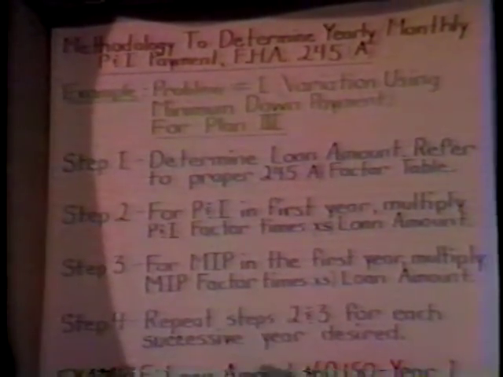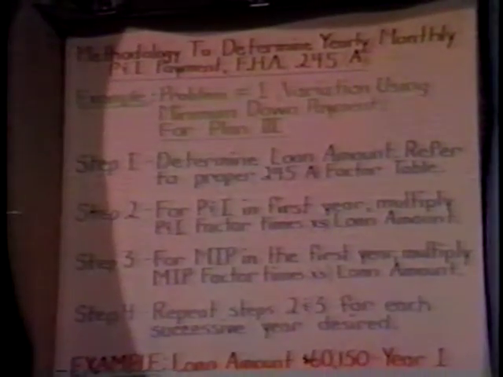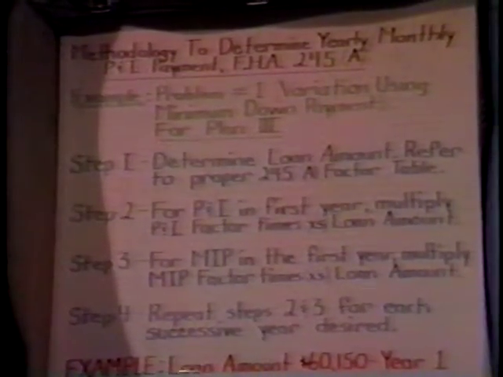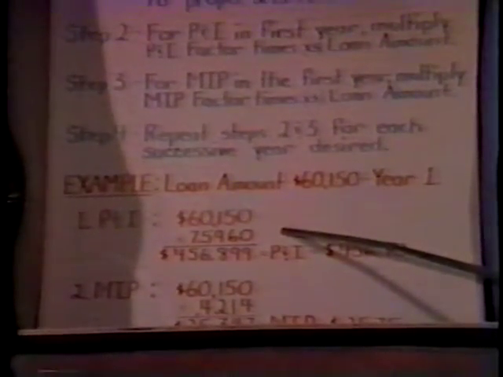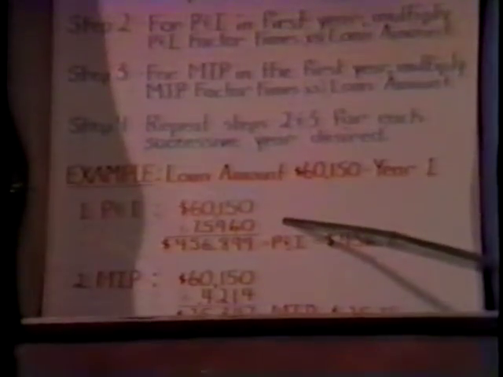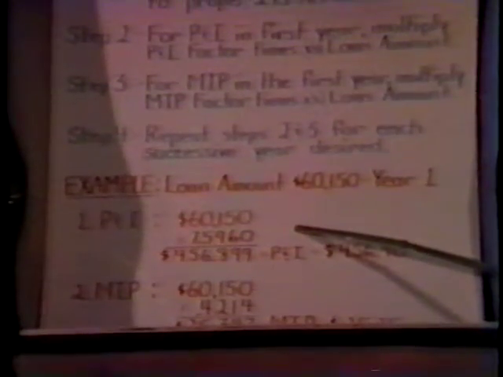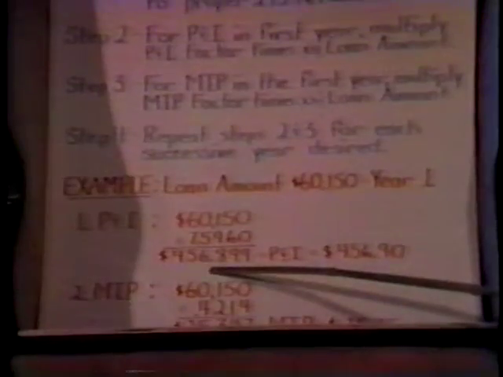And for the MIP, the same thing. So notice down here in our example, the loan amount was $60,150, wasn't it? We multiply that by the P&I factor. Where did this factor come from, Mary? From the table. Right, that's right, page 90. But you know where it came from, right? Yeah. We multiply that out, and we get 456.